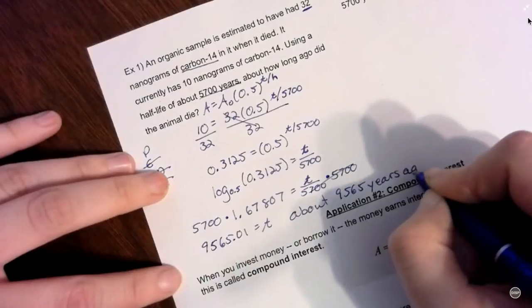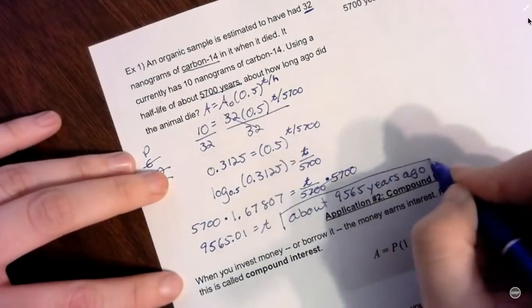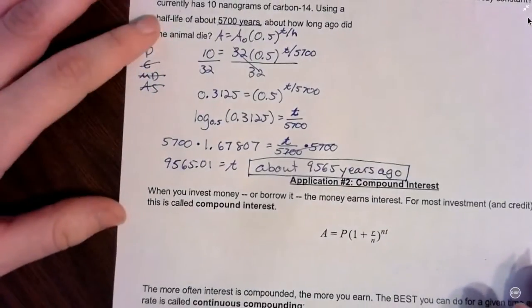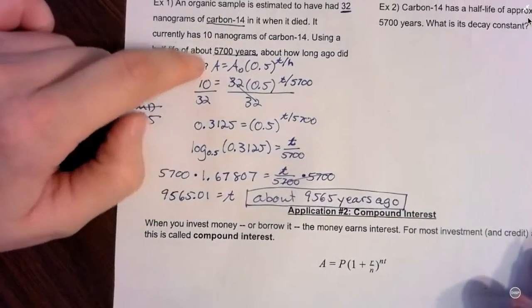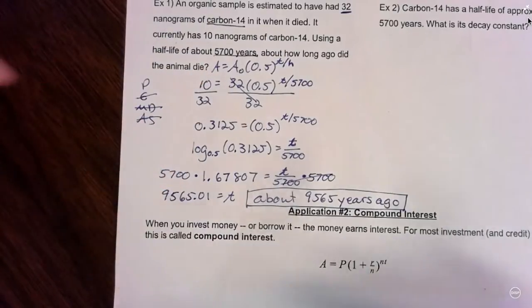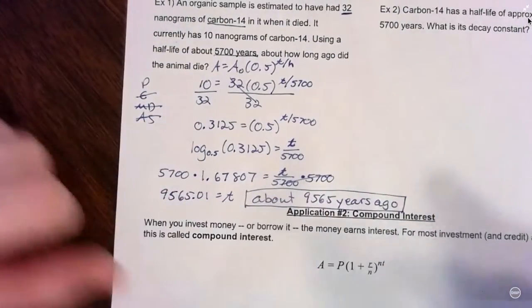That was when it died. Poor animal. Okay, so as long as you can get it set up with all your values in the right spots, then it's just a matter of reverse PEMDAS, and then you get your solution.